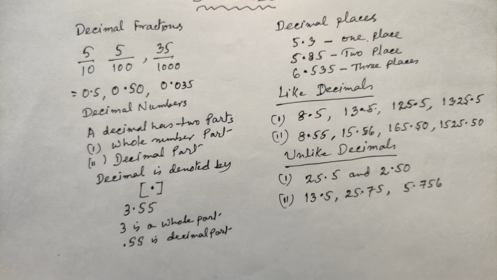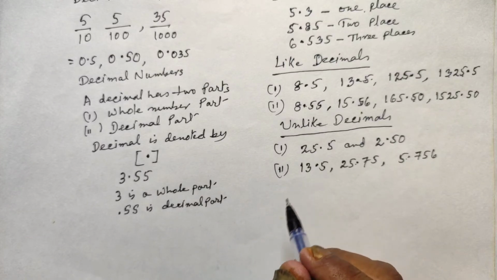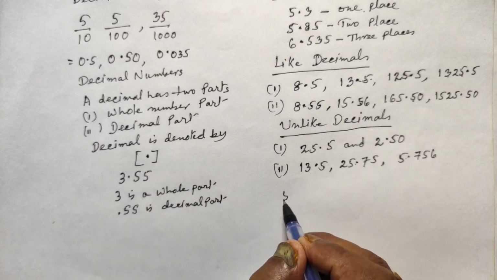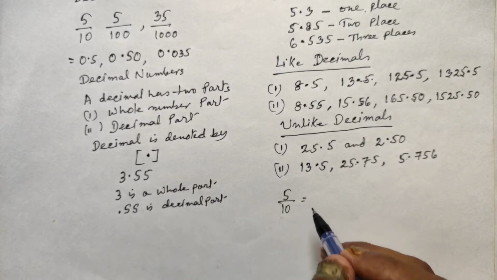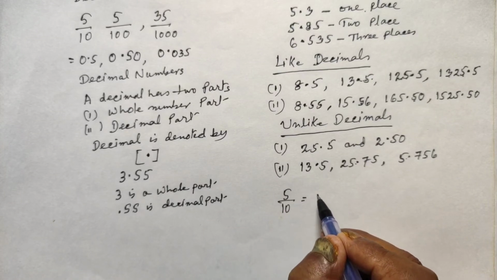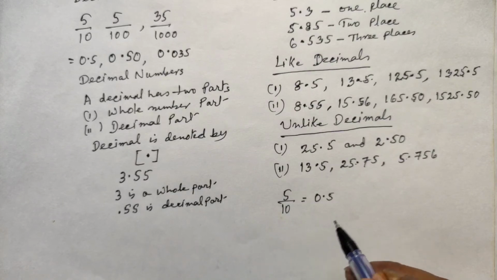An important thing you have to know is that any number of extra zeros put at the end of a decimal number does not change its value. Remember, that is a very important thing. Do not get confused with this. Like, when we divide 5 by 10, what do we get? In decimals we get 0.5.